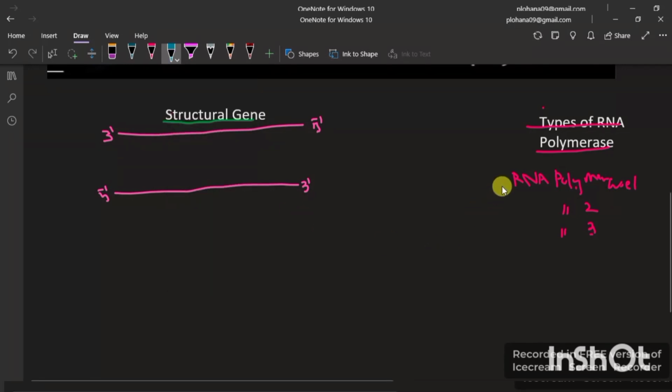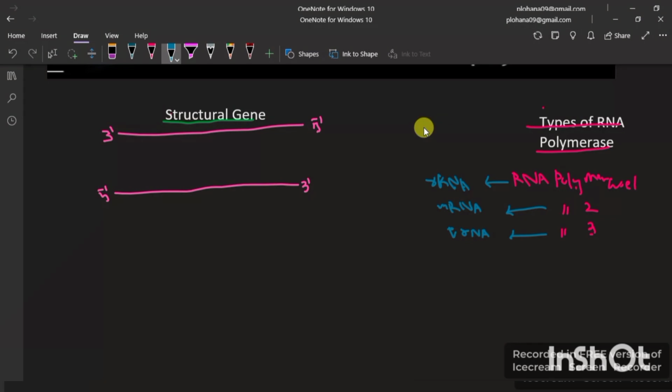RNA polymerase 1 is making rRNA. RNA polymerase 2 is making mRNA. And RNA polymerase 3 is making tRNA.